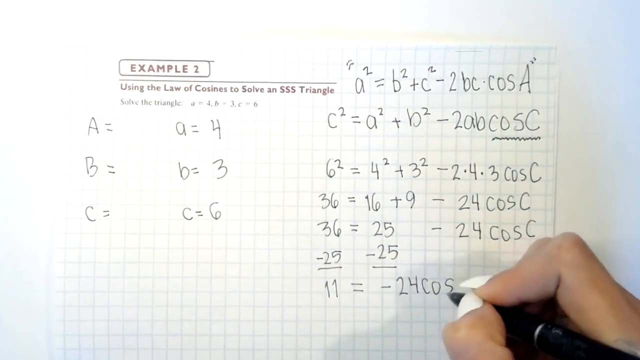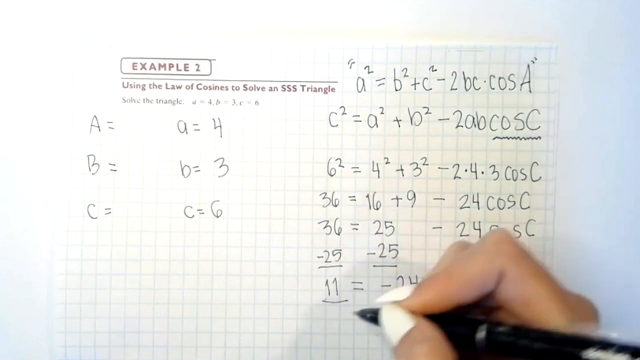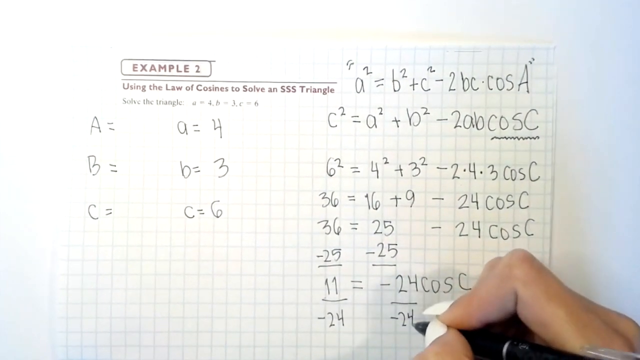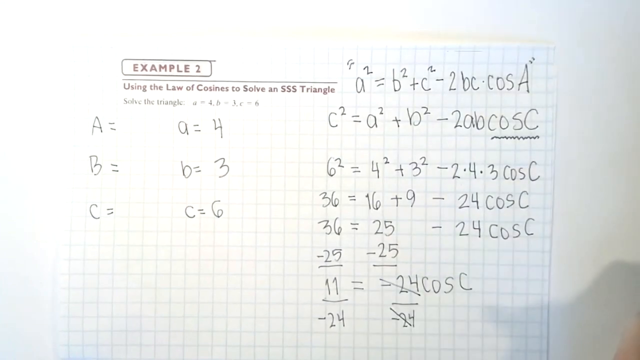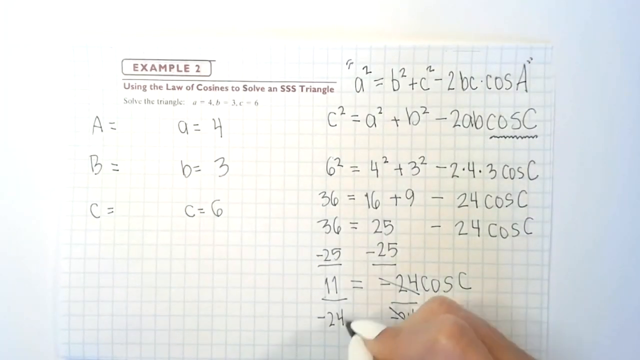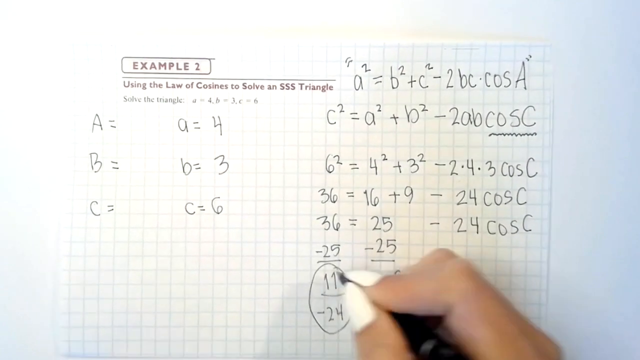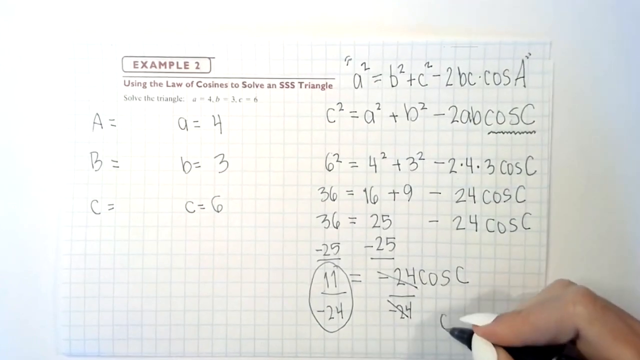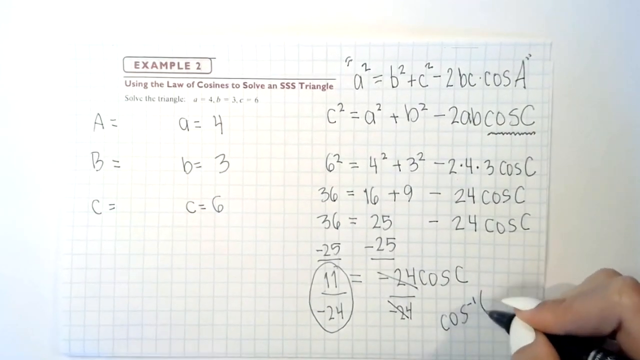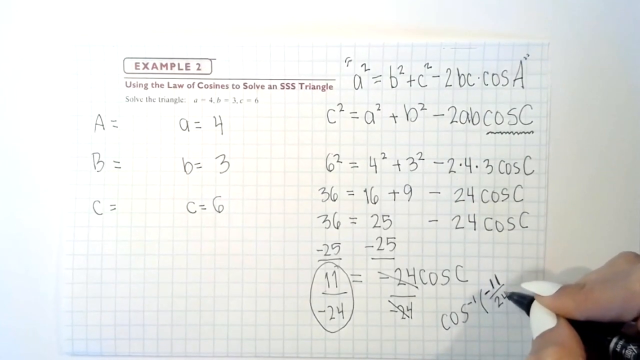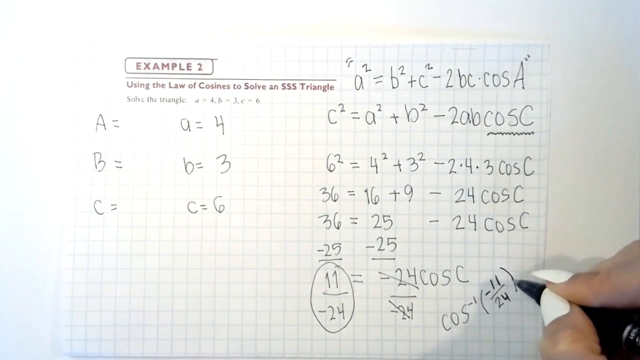So we're going to subtract 25 from both sides. 36 minus 25 brings us to an 11. Do not lose that negative in front of that 24, okay guys? Big, big, big spot. Don't lose it. Negative 24 cosine C. Now we need to divide both sides by negative 24. Cosine of C equals negative 11 over 24.